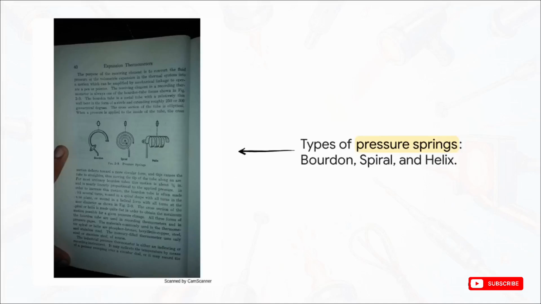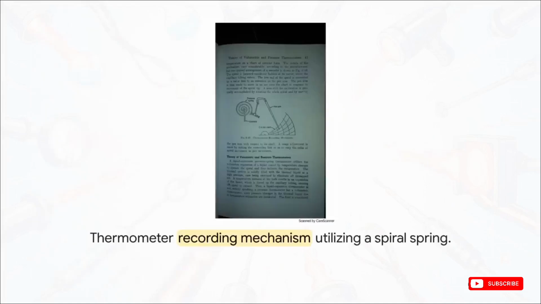It's so cool. Let's look at how this builds into a complete recording instrument. Notice the spiral spring sitting right in the center, connected directly to the capillary. As the internal pressure increases and the spiral unwinds, the free outer end physically pulls on a metal link attached to a pen arm.